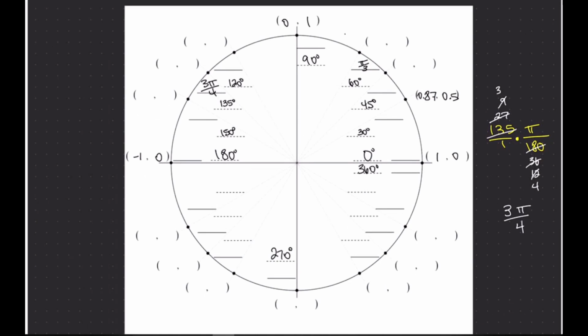So make sure we go through our unit circle and we have all of our degrees filled in. We have all of our radians filled in, all of our cosine, which is the x value, and all of our sines, our y value. Sound good? All right.